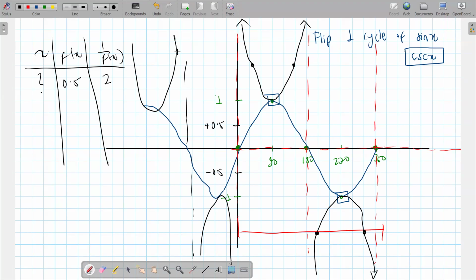Very simple, right? So they might not teach you. In fact, your teacher may never show you what cosecant x looks like, but you will know what sine x looks like, and definitely they can ask you to flip sine x. And again, as you can see, it's not the end of the world. It's actually quite simple.